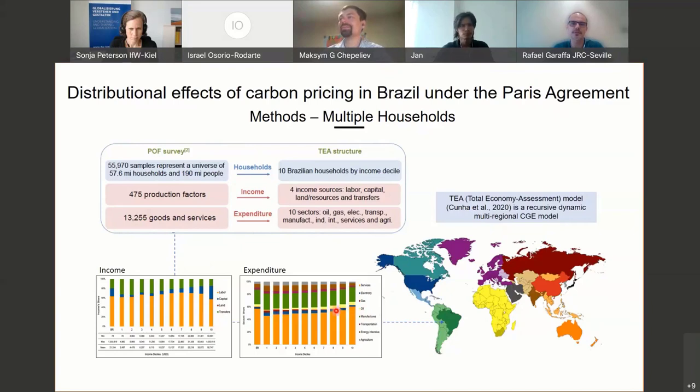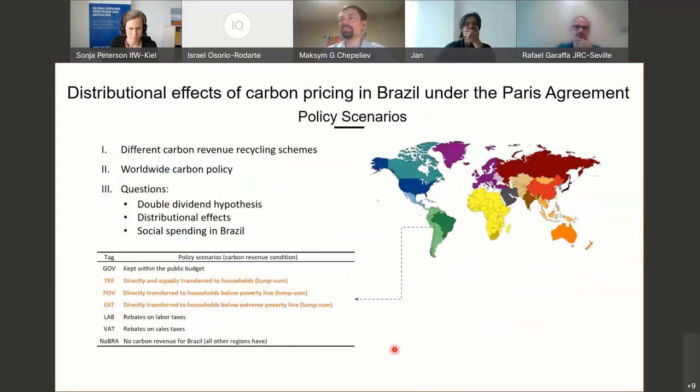We can see here in the yellow one. So this sort of information was translated into the CGE model. And then let me speed up a little bit here, not going too much into the details of the modeling, but focusing more on the questions we want to answer in this setup.